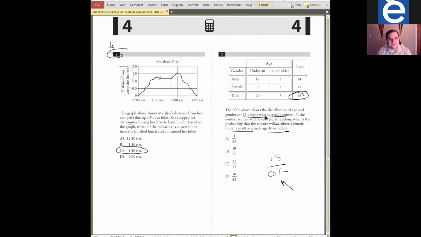So now it's saying if they're selected at random, what is the probability the winner will be either a female under age 40, well, there's only 8 females under age 40, or a male 40 or older. Well, there's only 2 males 40 or older, right? So you can think about this as is over of, or I prefer acceptable over total, right? There is 25 total selections. Of those 25, though, only 10 are acceptable, right? So that is our answer.